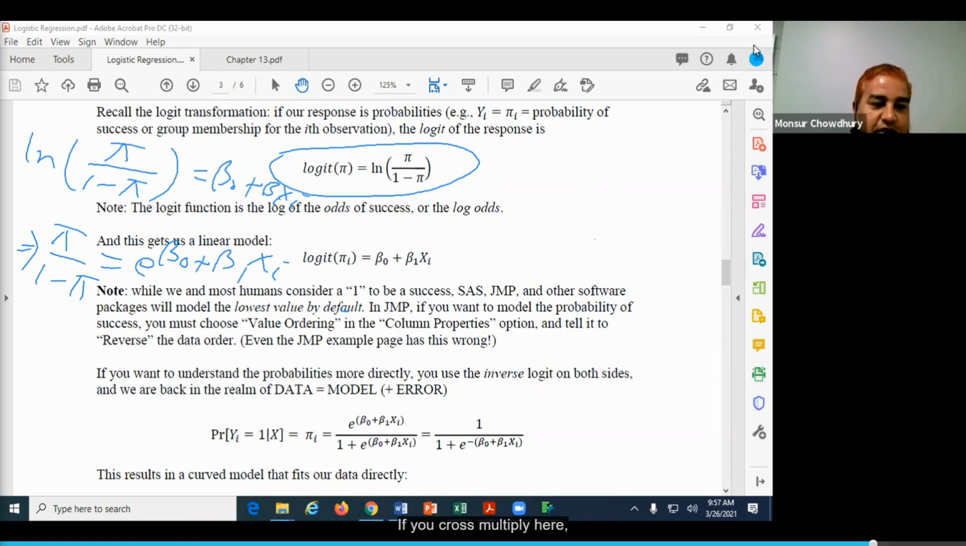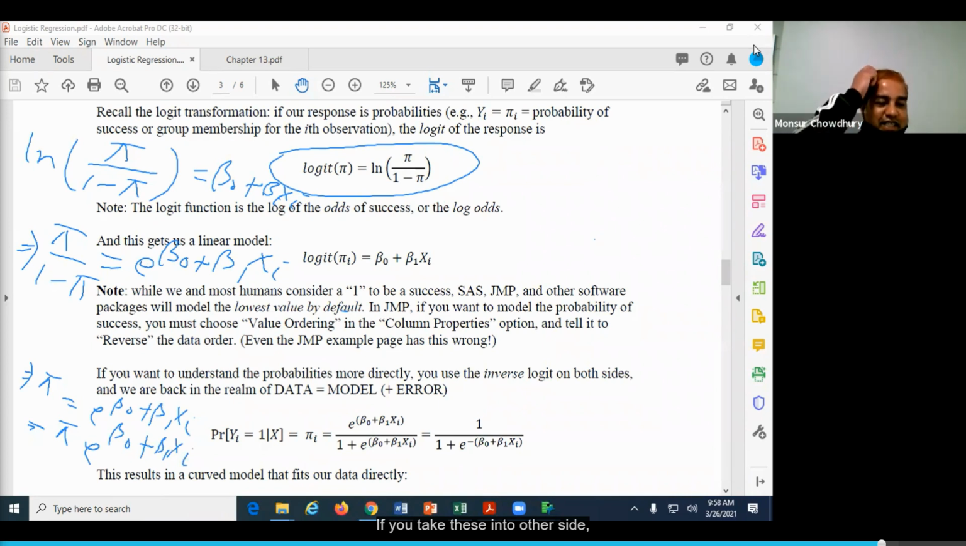So now if you cross multiply here, pi will be equal to e to the power beta 0 plus beta 1 x_i minus pi times e to the power beta 0 plus beta 1 x_i. Now if you take this to the other side, we can see that it will be 1 plus e to the power beta 0 plus beta 1 x_i times pi. And then we divide it by this. So this is a simple calculation.